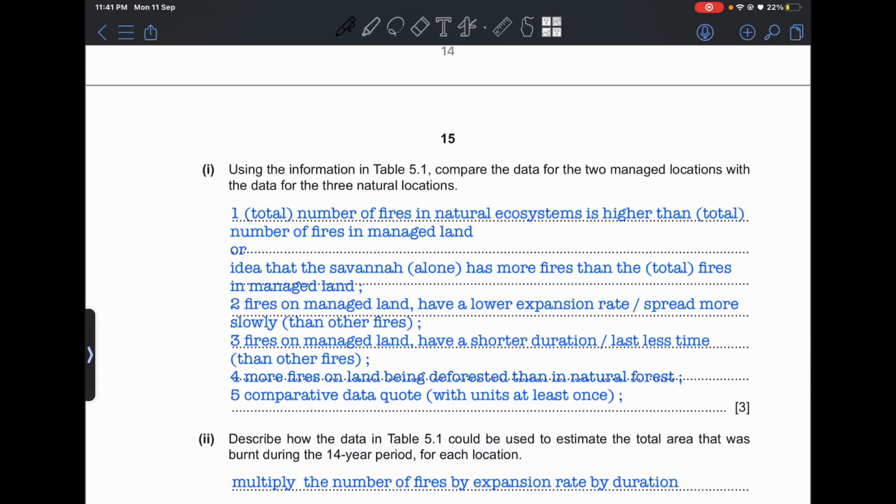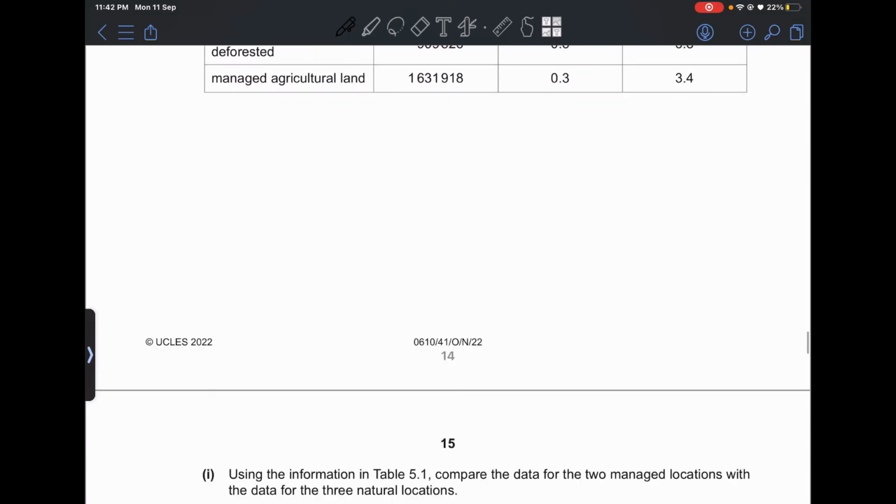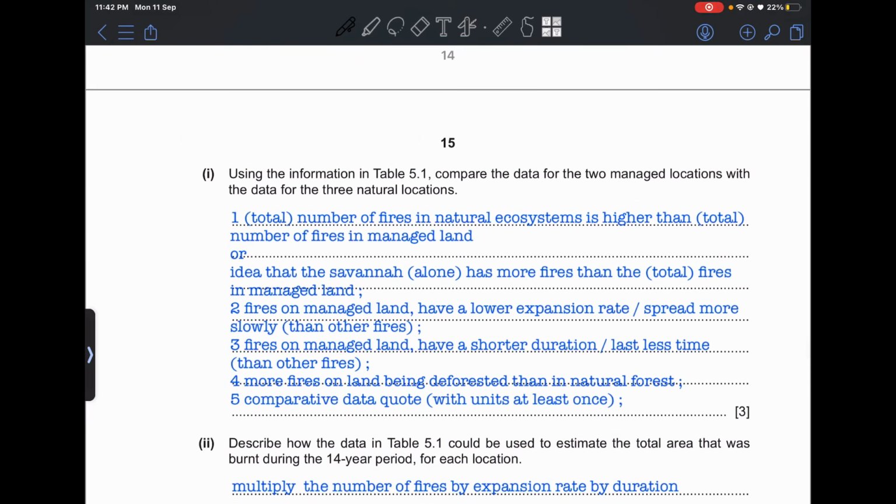Using all the information in table 5.1, compare the data for the 2 managed locations with the data for the 3 natural locations. Okay, so over here we can see that the total number of fires in the natural locations are much more than the managed land. So we can say the first point is that the total number of fires in the natural ecosystems is higher than the total number of fires in managed land.